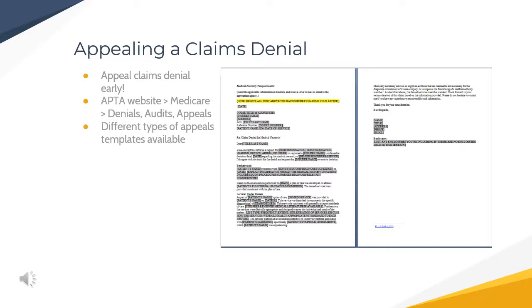Another good thing to know is the APTA is a really good resource for different templates that you can use for appeals, like the example we have right here on the right. You can just download those and then fill in patient information. And they have several different types of appeal templates, but this one is just the general one for medical necessity.